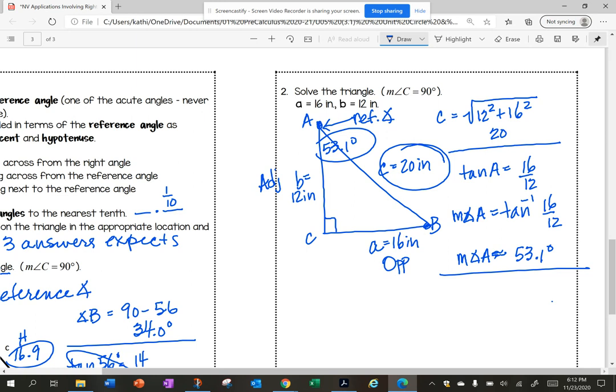So my last step is I'm going to solve for angle B, and I know angle A and angle B are complementary. So they total 90. So the measure of angle B is 90 minus 53.1, which is 36.9 degrees.